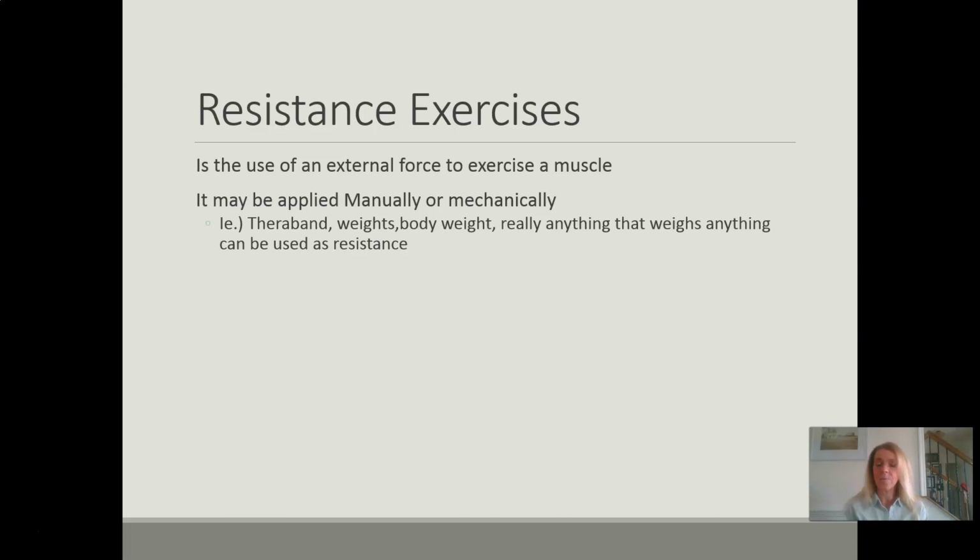So with resistance exercise, this is using any type of external force to apply some sort of resistance to the muscle. We can do this manually. You can use your own strength as the therapist to resist movement by the patient. We'll go over some techniques for this when we get into lab.